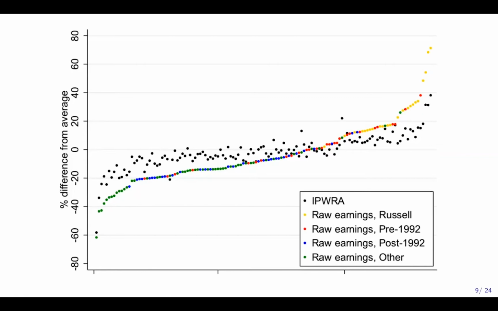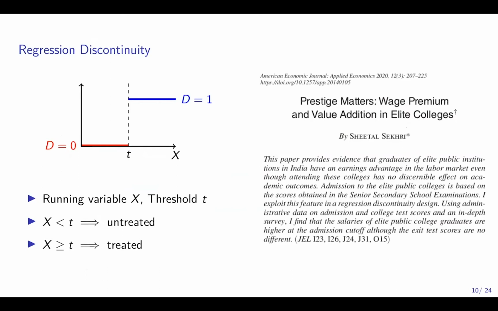Now, for matching methods to be effective, we need to observe all the important confounders. In some settings, this may be a reasonable assumption, while in others, it clearly isn't. So for the rest of the talk, what I would like to show you is two strategies that empirical social scientists turn to when one or more important confounders just can't be observed. The first of these is called regression discontinuity. The easiest way to explain it is by using an example. My example comes from a recently published paper that studies the effect of attending an elite public institution in India.